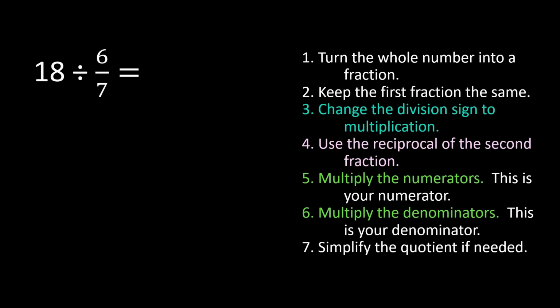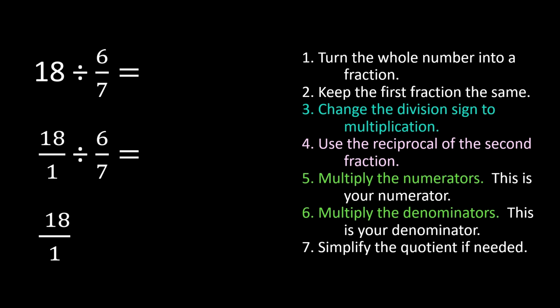In this example, I have 18 divided by 6/7, and my first step is to turn my whole number, the 18, into a fraction. And to turn a whole number into a fraction, I put it over 1. So I'll have 18 over 1, and I'm just going to rewrite my problem here. 18 over 1 divided by 6/7. That way I can see exactly what I am working with and work through my steps one at a time. Because my first step is to keep my first fraction, no matter what that fraction is, exactly the same. So 18 over 1 is going to stay 18 over 1.